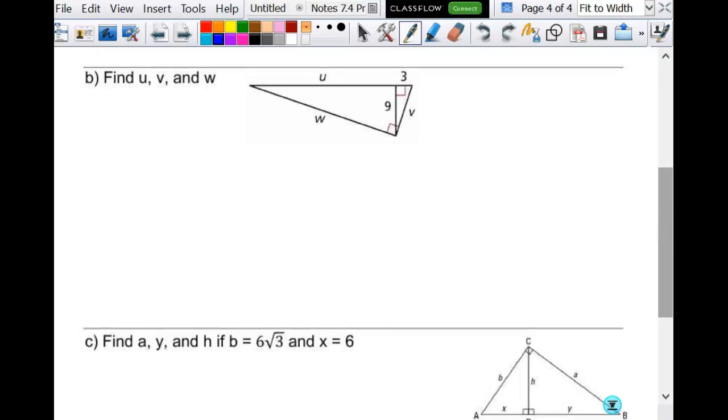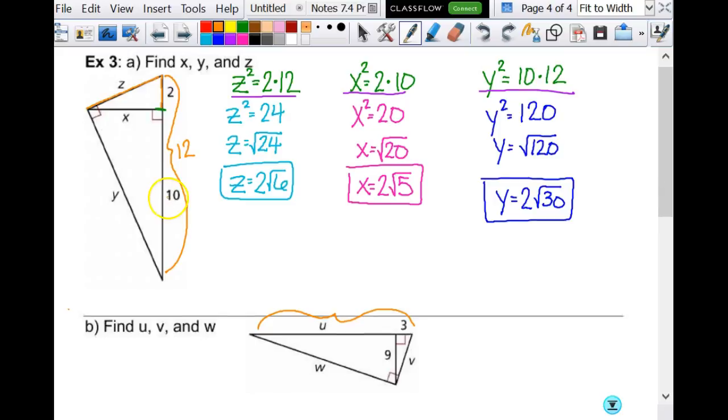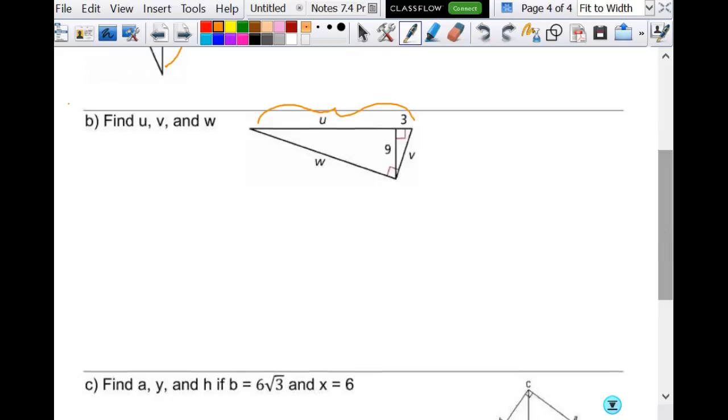Remember, you can always pause and rewind whenever you feel the need. So we're looking for U, V, and W, and we know that we have to use the legs, the altitude, the pieces of the hypotenuse, and we need the entire hypotenuse. So the entire hypotenuse here, think about what that is. It is not 3U. When we did this up here to get 12, we did not multiply 2 times 10. We added 2 plus 10 to get 12. So here, when I add u plus 3, what do I get? I get u plus 3. It's as good as it gets.